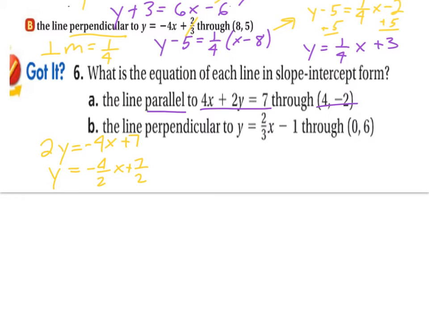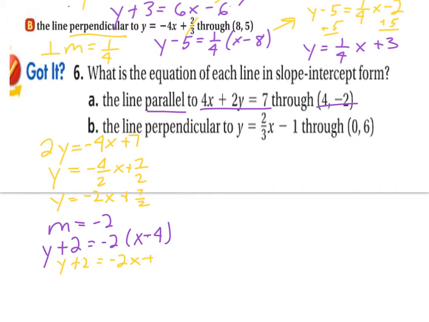Now the 7/2 does not really make a difference for what we're doing with this equation, because we just want to get the slope from here. So the slope we have is -2. We're parallel, so our slope that we're using would be -2. And we're going through the point (4, -2). Again, point-slope form will be the easiest thing to do here. So y plus 2 equals the slope of -2 times (x minus 4). Distributing the -2 gives us y plus 2 equals -2x plus 8.